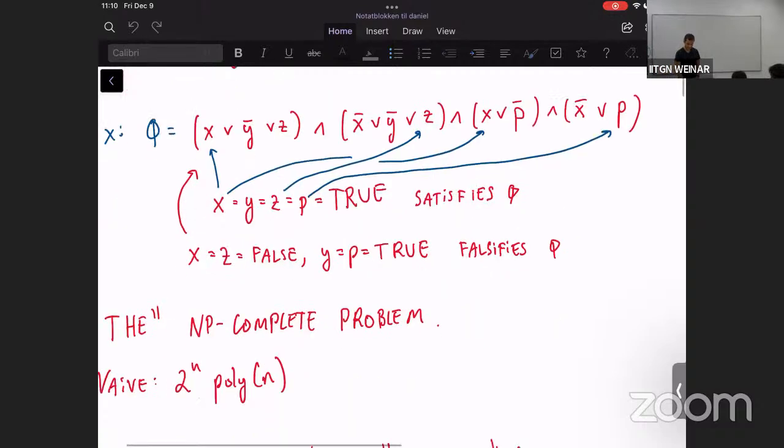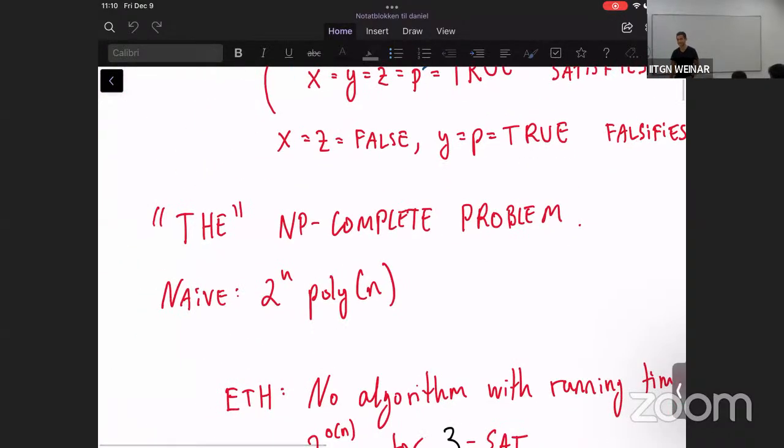Of course, this is the NP-complete problem. When you learn about NP-completeness, this is the first problem you see. And there is a naive 2 to the n algorithm: just try all possible assignments and see if they satisfy the formula.